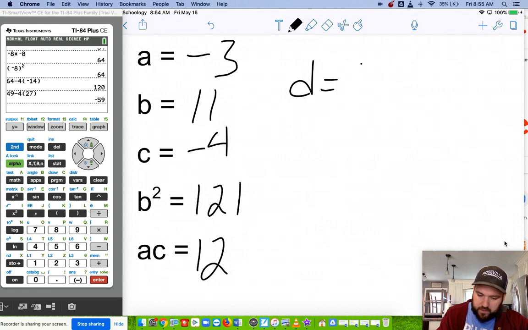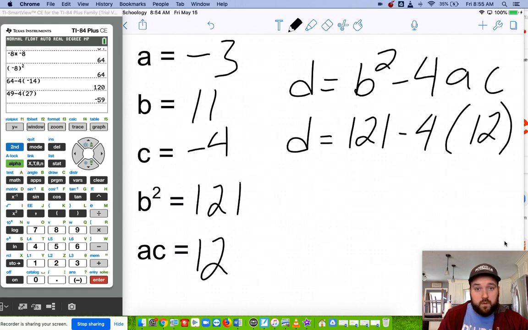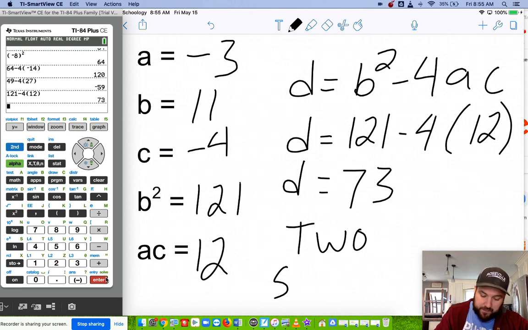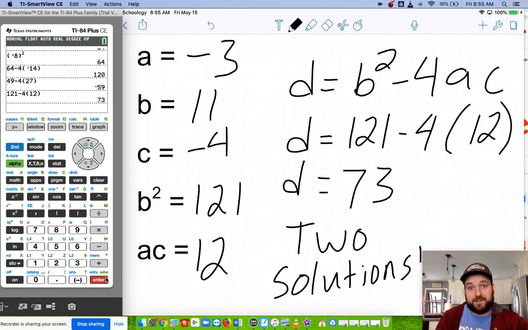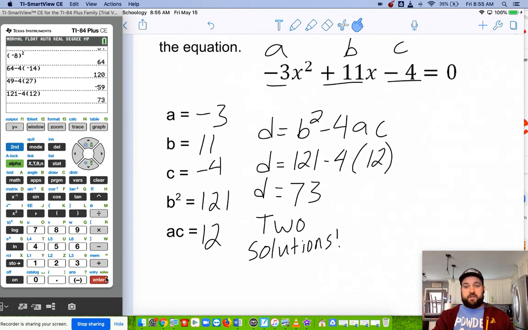So to find the discriminant, which again, repetition, b squared minus 4ac. It's 121 minus 4 times 12. And now I can type that in the calculator, 121 minus 4 parentheses 12. And I get 73. A positive discriminant means that there will be 2 solutions. I do not know what they are yet. That's the next video. But there are going to be 2 answers to this equation.